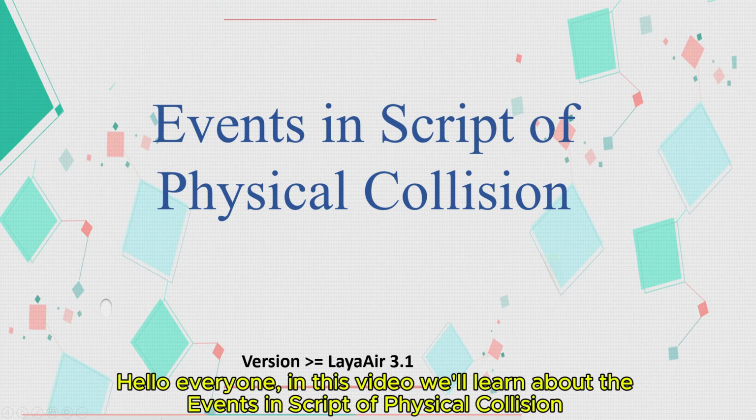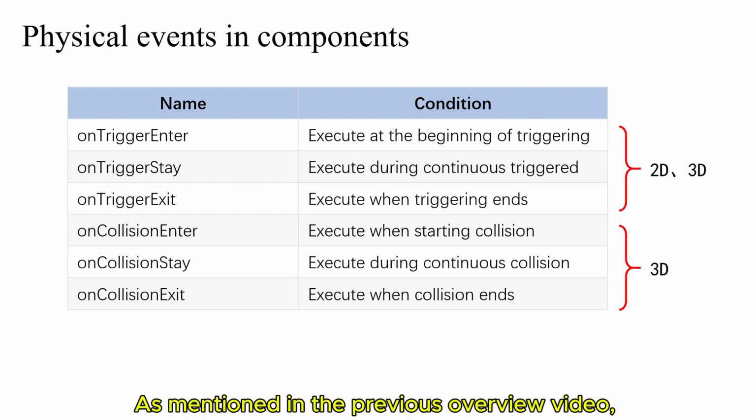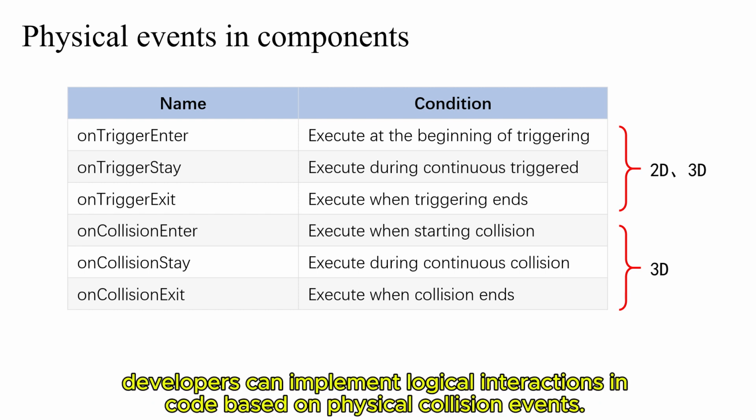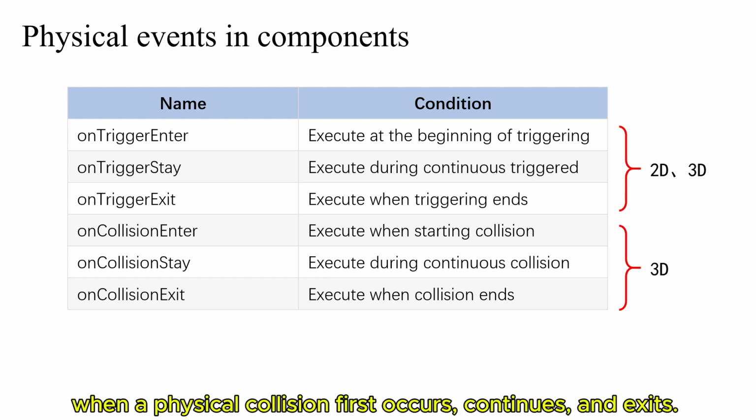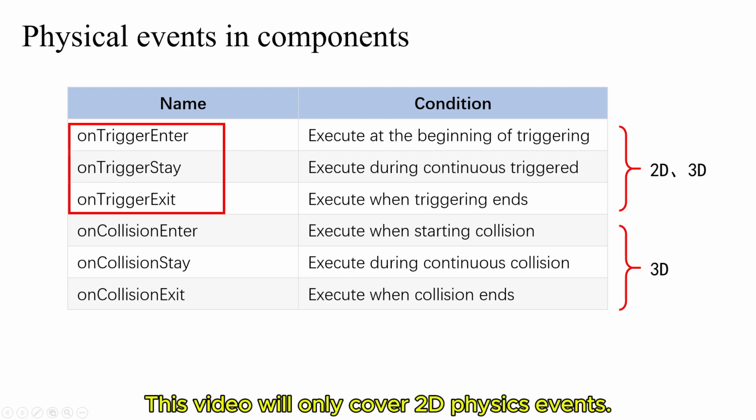Hello everyone, in this video we'll learn about the events and script of physical collision. As mentioned in the previous overview video, developers can implement logical interactions in code based on physical collision events. The Laya engine triggers these specific physics event methods when a physical collision first occurs, continues, and exits. This video will only cover 2D physics events.